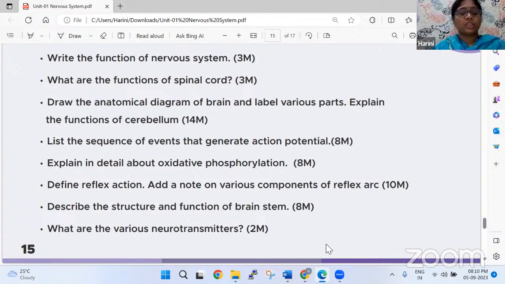Okay, the next question is, what are the various neurotransmitters? You just have to define what a neurotransmitter is: a chemical messenger which carries the information in a neuron. Okay, like acetylcholine, adrenaline, you have many neurotransmitters. But as of now, you can just list out the neurotransmitters present here.